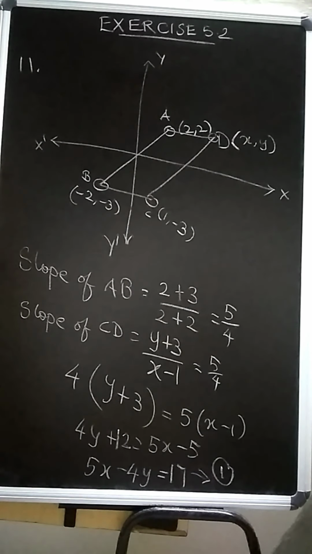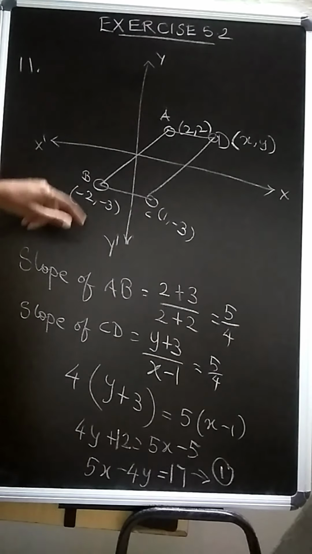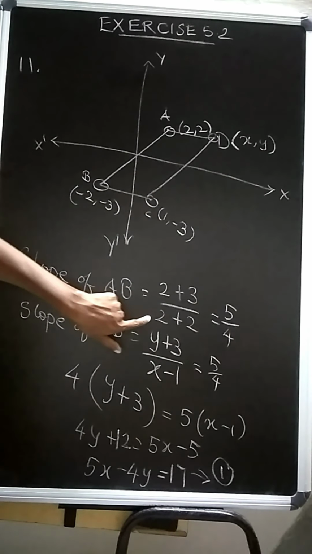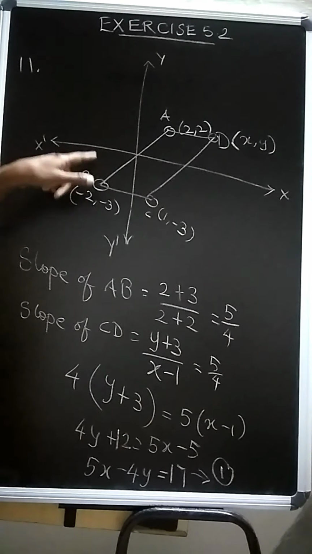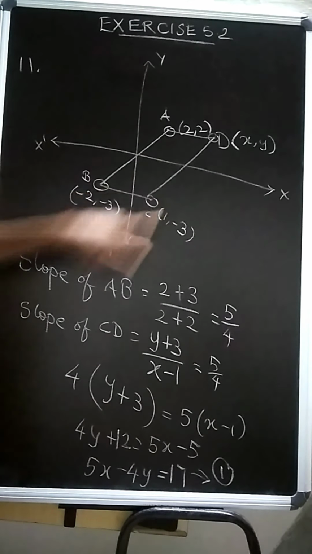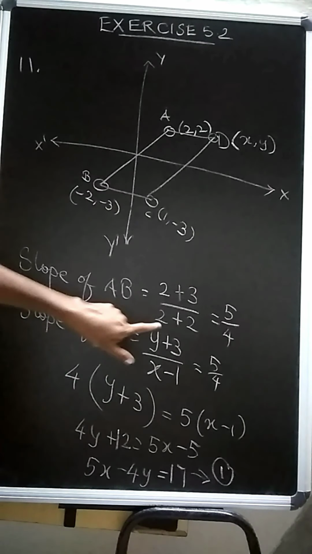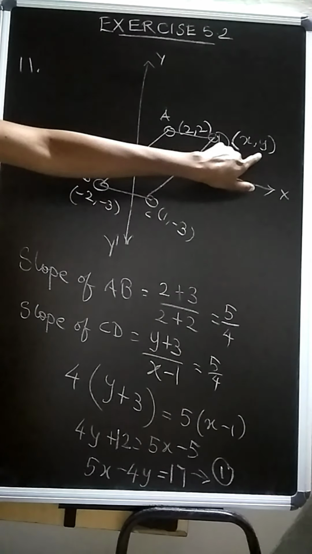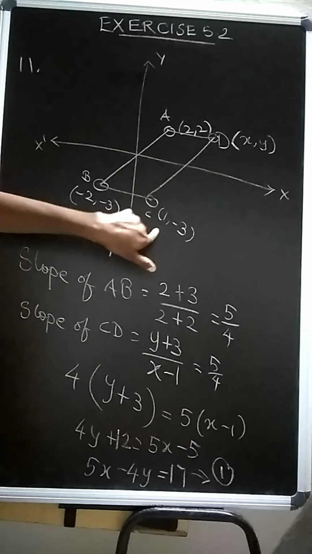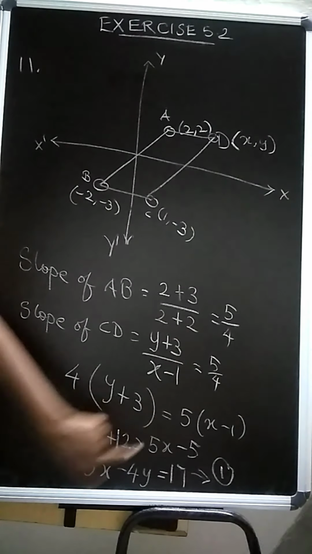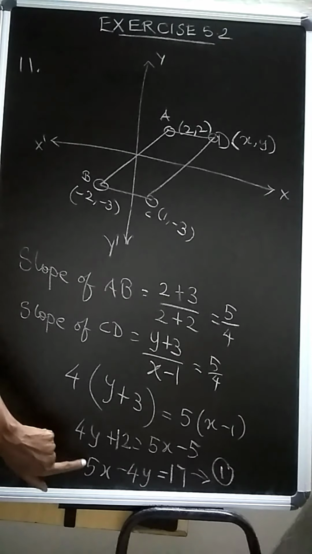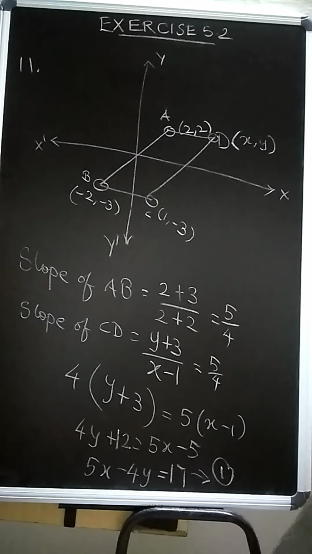Now I have found the slope of AB. What is the slope formula? y2 minus y1 divided by x2 minus x1. So you have got the slope of AB equal to 5 by 4. The slope of AB is equal to the slope of CD, so we use the formula: y2 minus y1 divided by x2 minus x1 is equal to 5 by 4. Now cross multiply, and you will get your first equation as 5x minus 4y is equal to 17.